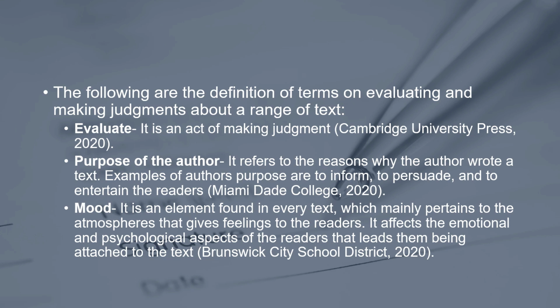And to point this out, here are the definitions of terms on evaluating and making judgments about a range of texts. Remember these three: evaluate, purpose of the author, and mood. Evaluate is an act of making judgment. Purpose of the author refers to the reasons why the author wrote a text. And lastly, we have what is called mood. It is an element found in every text, which mainly pertains to the atmosphere that gives feelings to the readers. It affects the emotional and psychological aspects of the readers that leads them to being attached to the text.